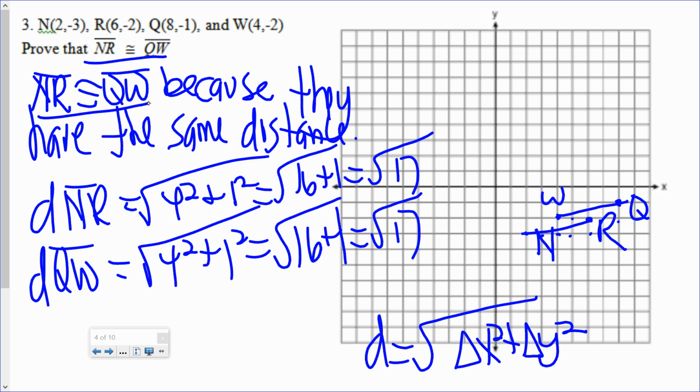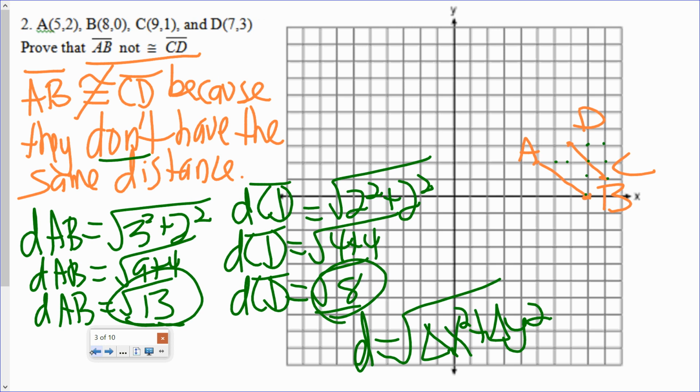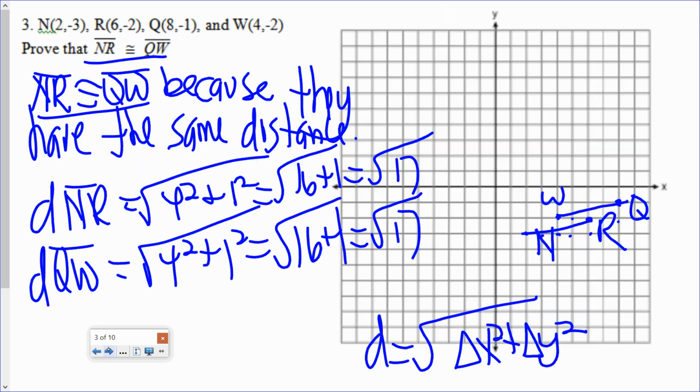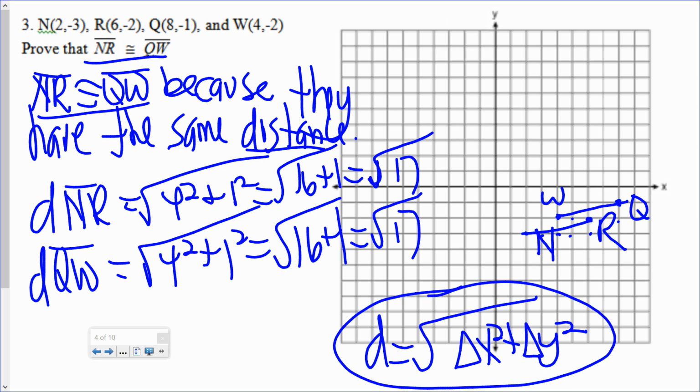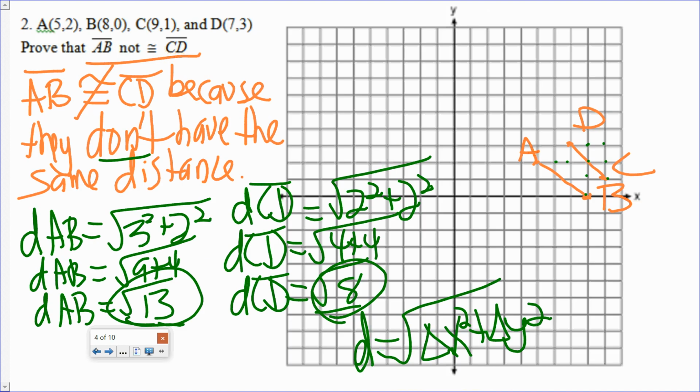If they want you to prove segments are congruent, you say they're congruent because they have the same distance. It's always, always, always that sentence, unless it says to prove they're not congruent, in which case you say that they don't have the same distance. Then, either way, you're going to calculate their distances using the distance formula. And if you said that they were the same, they should end up being the same. If you said that they are not the same, then you're going to show that they're not the same.